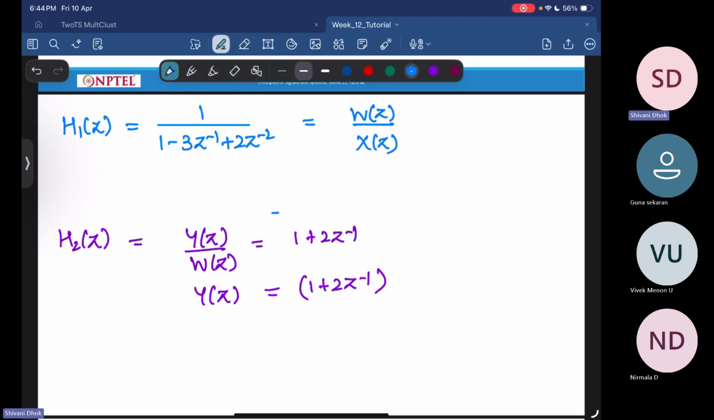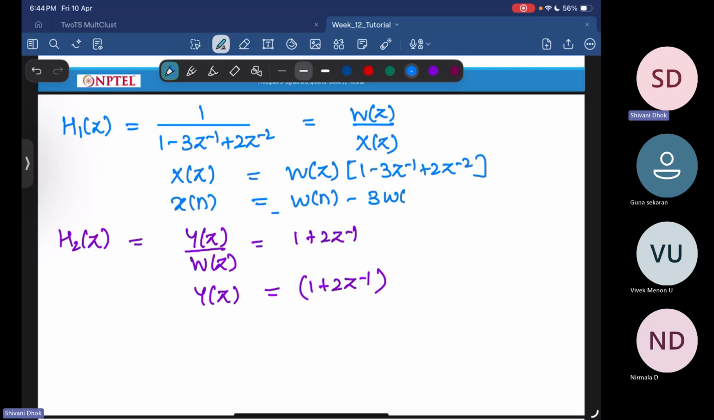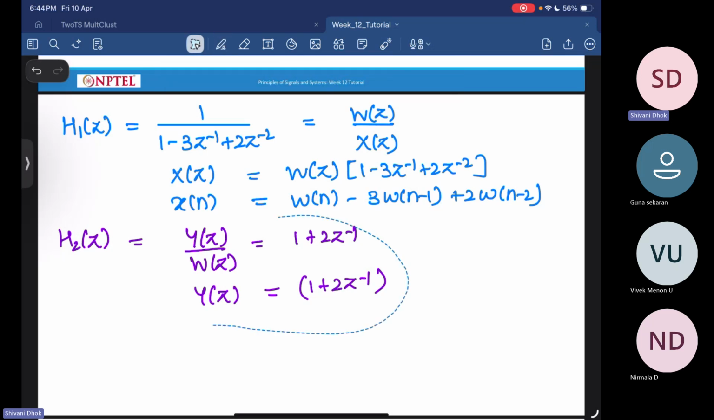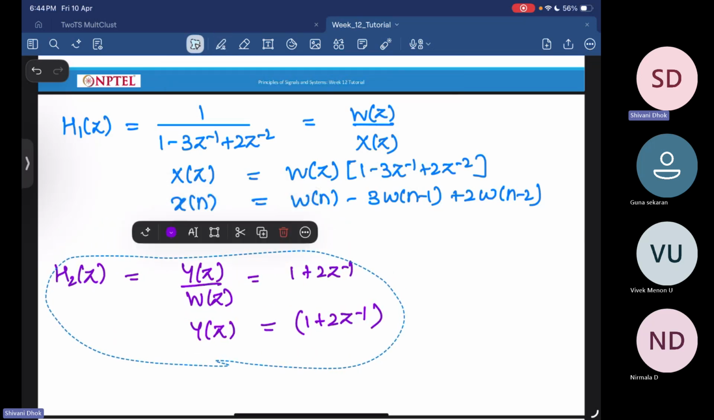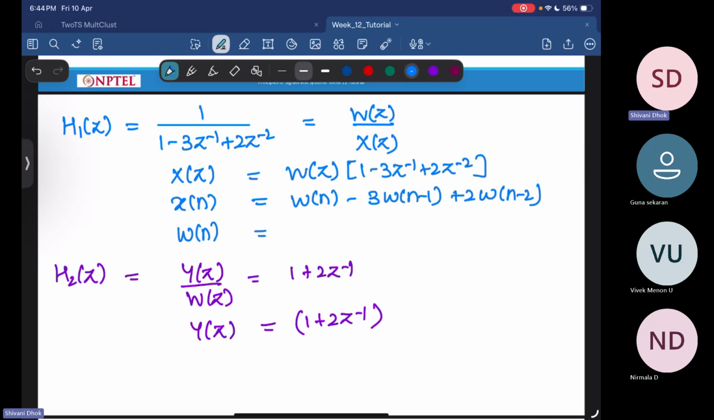Yeah, so you have X of z is equal to W of z into 1 minus 3z inverse plus 2z to the power minus 2. So you have x of n is equal to w of n minus 3 w of n minus 1 plus 2 w of n minus 2. Now the output of this particular system is w of n. So I'll write everything in terms of w of n equal to something. So we get w of n equal to x of n plus 3 times w of n minus 1 minus 2 times w of n minus 2.